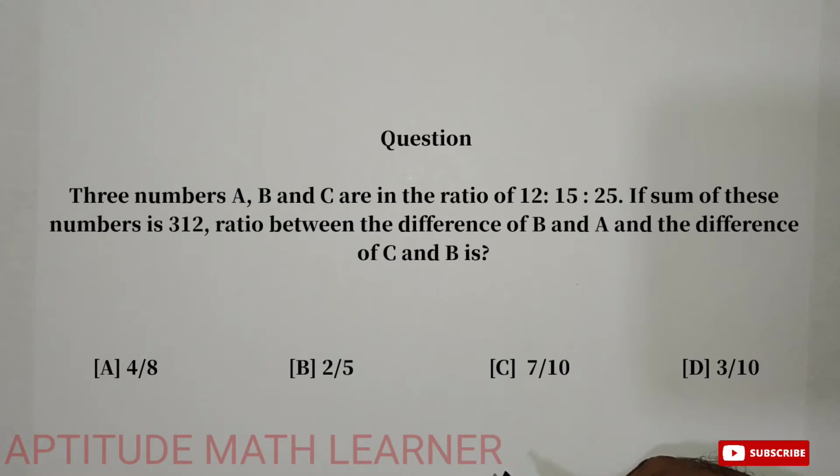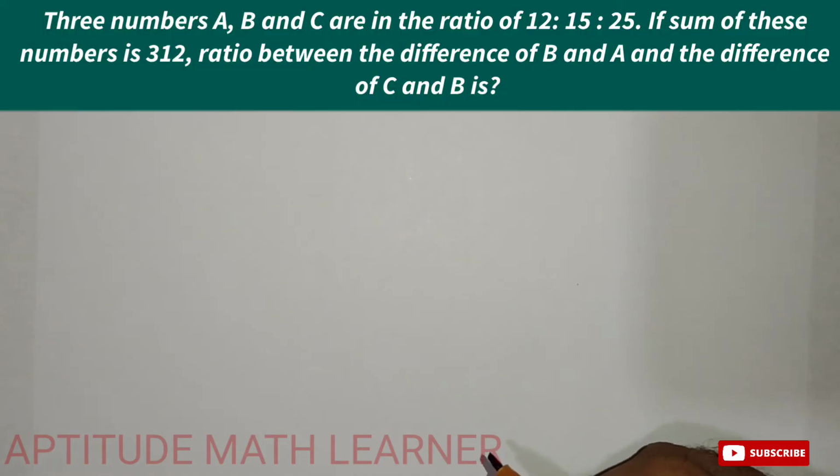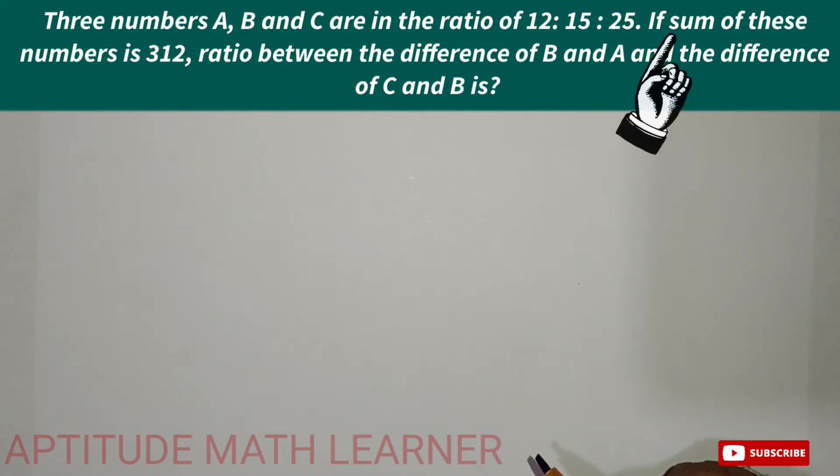And the question today we are having is: three numbers A, B and C are in the ratio of 12:15:25. If the sum of these numbers is 312, then the ratio between the difference of B and A and the difference of C and B is? So here we have to find out the difference between B and A and C and B. To do this, the first thing which we have to do is find out the sum of the three numbers.